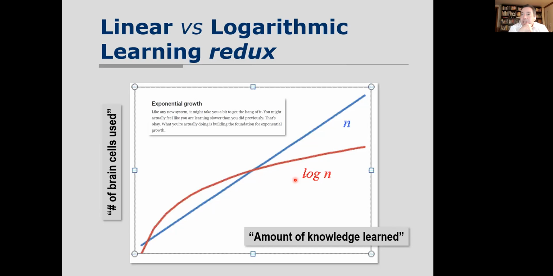And we call this exponential growth. This is logarithmic, but it's actually exponential. So if you flip this curve around, the amount of knowledge learned for the same number of brain cells goes up exponentially. So how is this related to innovation?